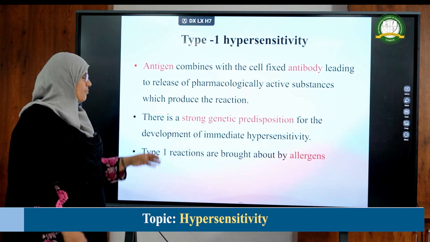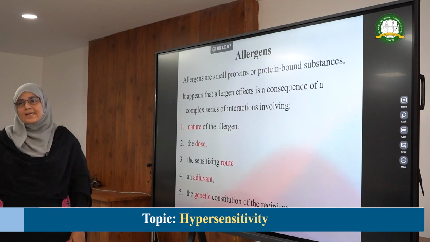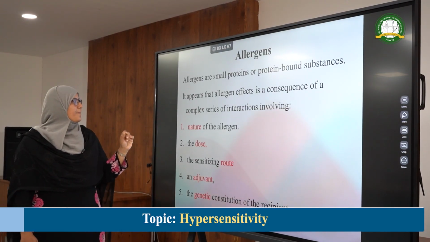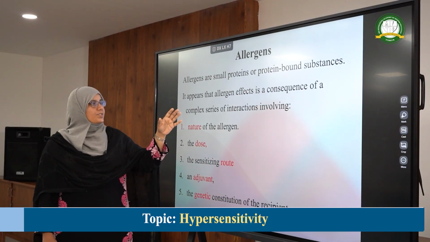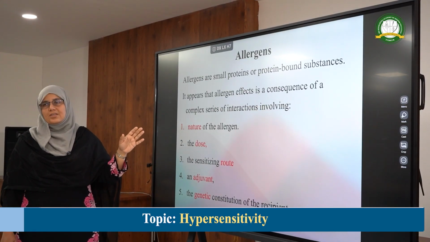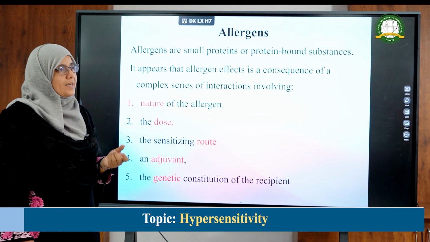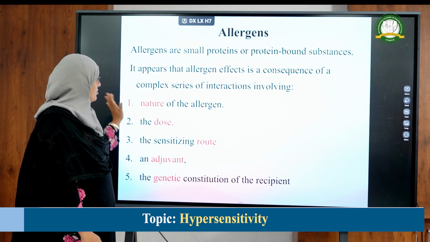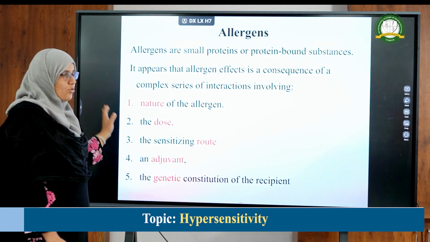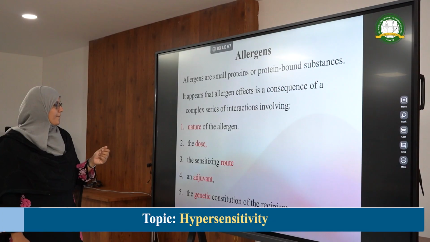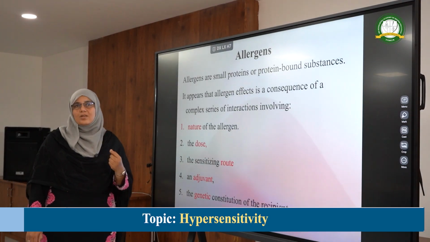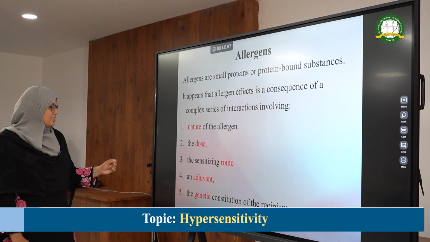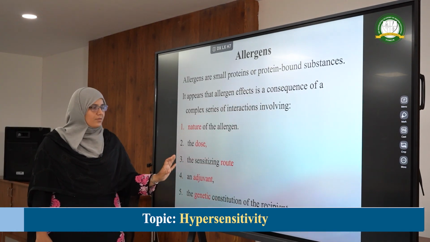Type 1 reactions are brought about by allergens. So what exactly are these allergens? Allergens are small proteins or protein bound substances. The allergen effect is a consequence of a complex series of interactions, involving what is present in the allergen that matters, how it excites the reaction, and what the contributing factors are. It all depends on the nature of the allergen, the dose, the sensitizing route, whether it was oral or intravenous, and whether any adjuvant is present along with it. The genetic constitution of the recipient also matters here.